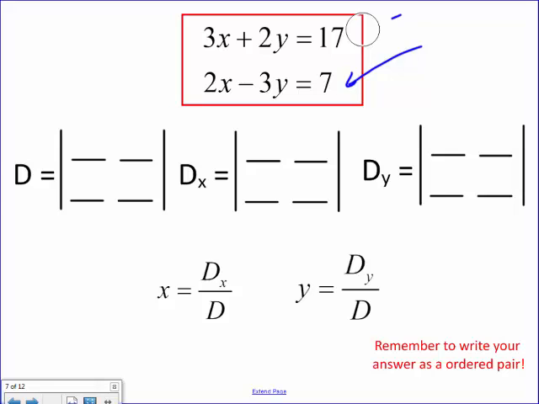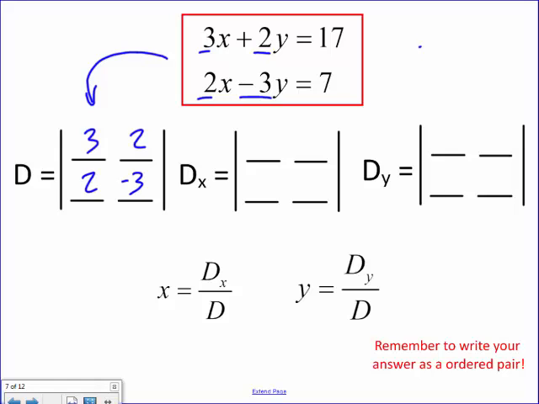So first thing is, let's write our first determinant. This one over here, D. To write our determinant, we just grab the coefficients on the variables. So 3, 2, 2, -3. I'm going to go 3, 2, 2, -3.